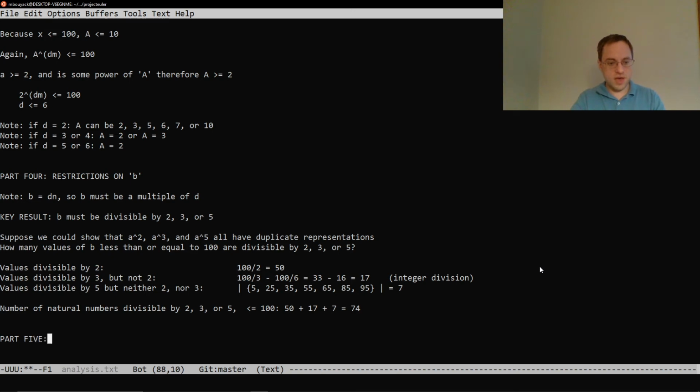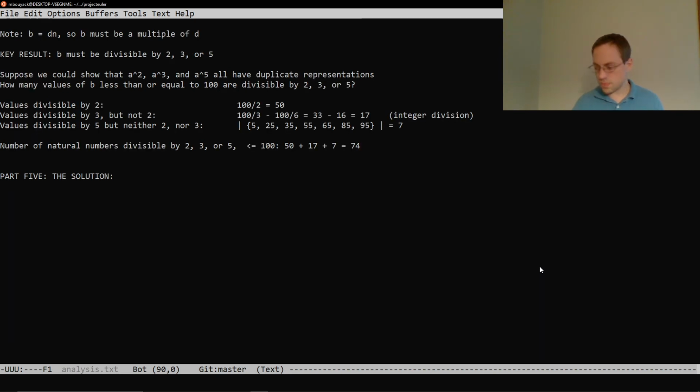Okay, part 5, the solution. Okay, and so this is going to have 5 cases. And so basically this is going to correspond to A being equal to different powers of capital A.